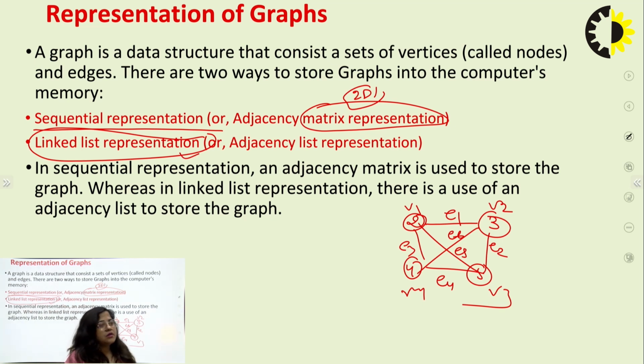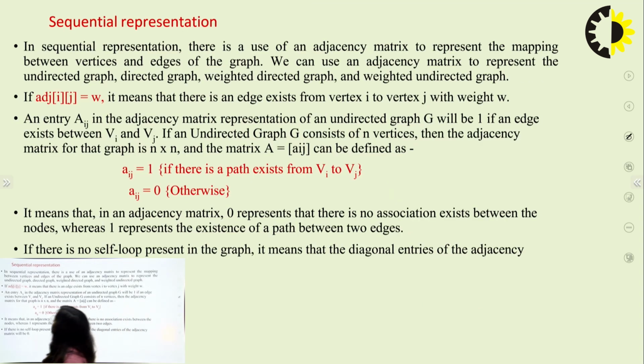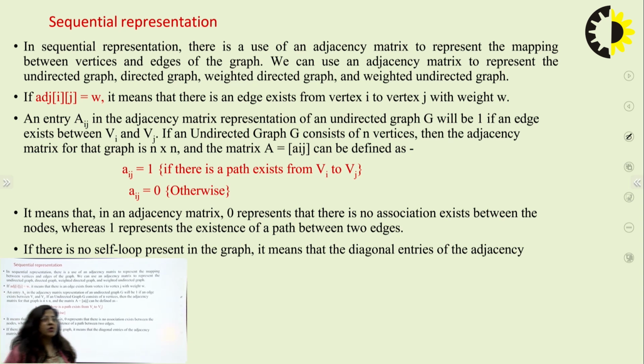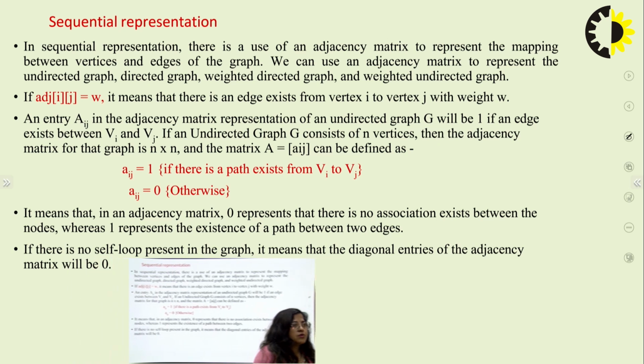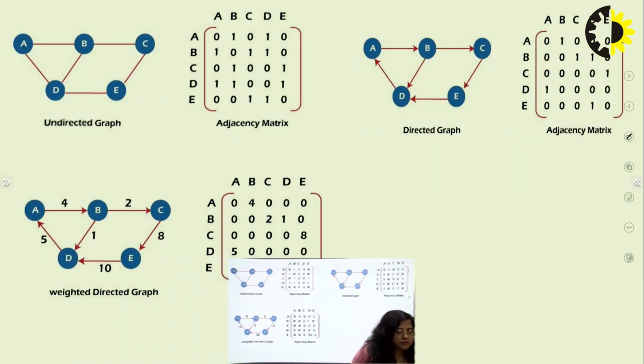In a sequential representation, an adjacency matrix is used to store the graph, whereas in the linked list representation, these are the two types of representation used to store data. Okay. Now coming to the sequential one. Sequential has a 2D matrix, with the adjacency indices I and J.